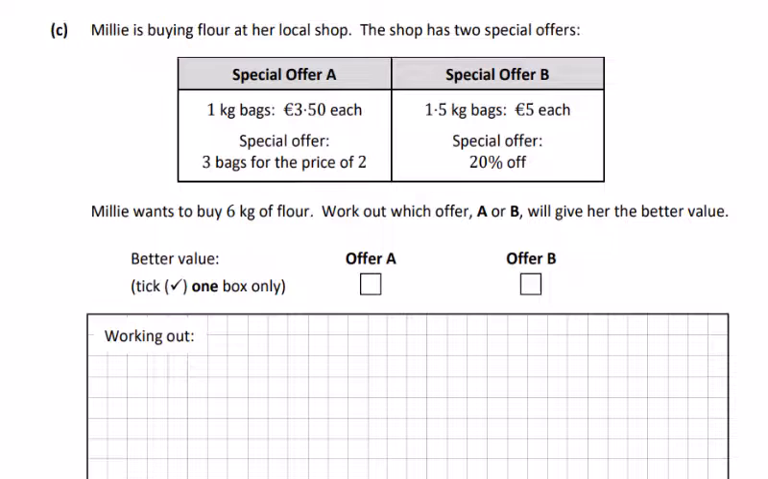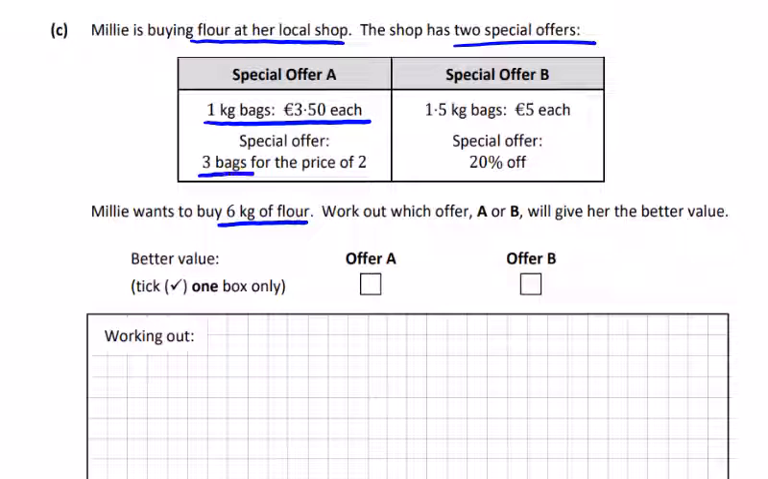Part C, Millie is buying flour at her local shop, and the shop has two special offers, offer A and offer B. She wants to buy 6 kilos of flour and work out which is better value, so we'll work out both. Offer A, 1 kilo bags, $3.50 each, and then the offer is she buys 3 bags for the price of 2.